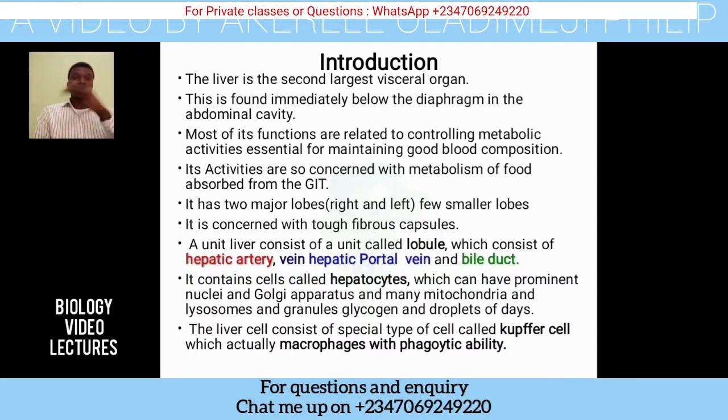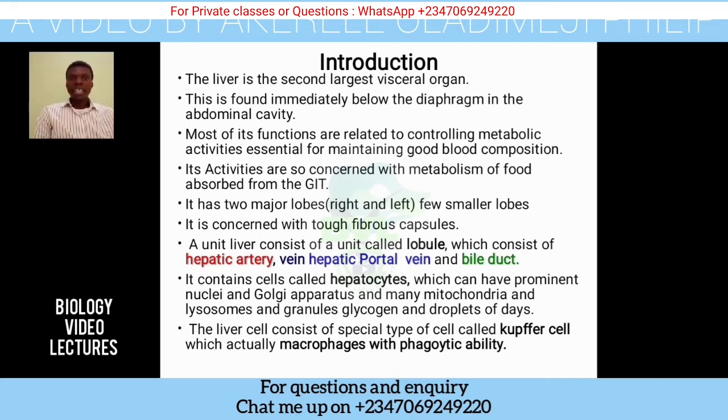So this is the thorax. Below the thorax, you have the diaphragm that separates the thorax from the abdomen. Immediately after that, you see the liver spanning from the left to the right. Now, most of its functions are related to controlling metabolic activities essential for maintaining good blood composition.